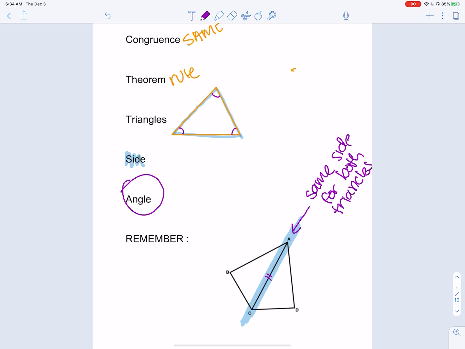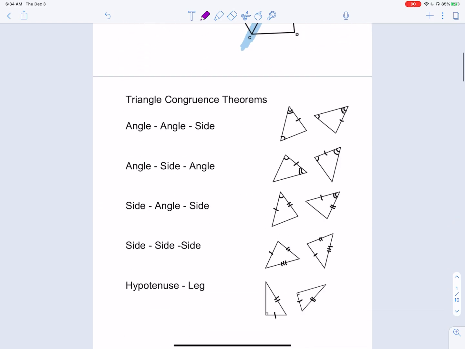So AC for both triangles is the same side. So you can always assume it's going to be the same if it's connected like that. So looking at triangle theorems, these are just your rules. If you want to take a picture to use throughout the video, I would.